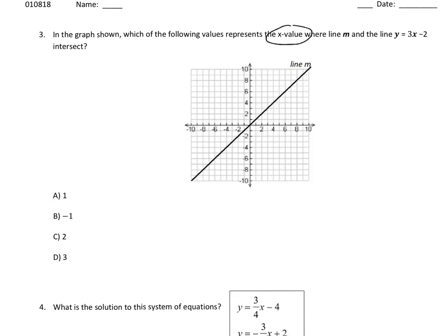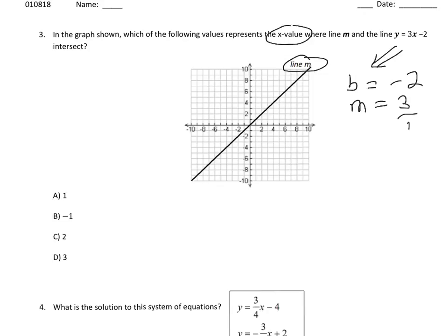Okay, where line M, and that's line M, it's already given to you on the graph, and line y equals 3x minus 2 intersect, all right? So your strategy should be to identify the value of b, as well as the value of m, on the equation that's given to you and not yet graphed, right? And that will be -2 and 3/1 is the slope, okay?